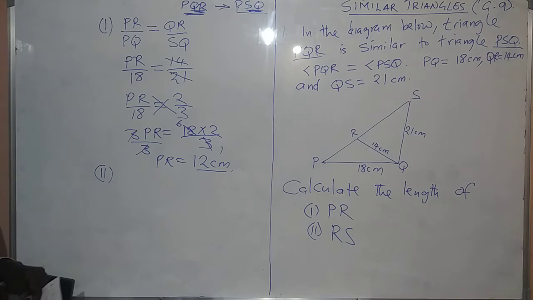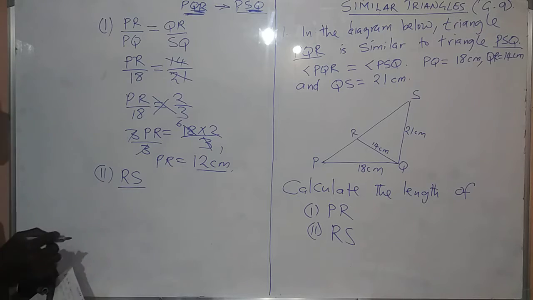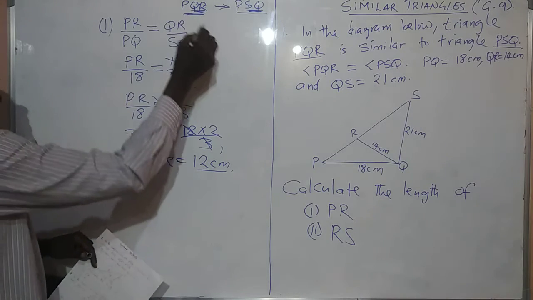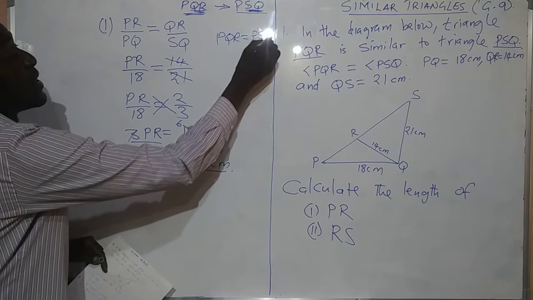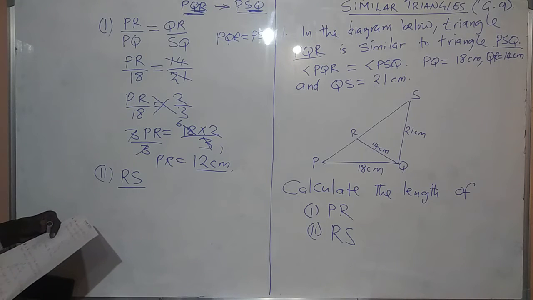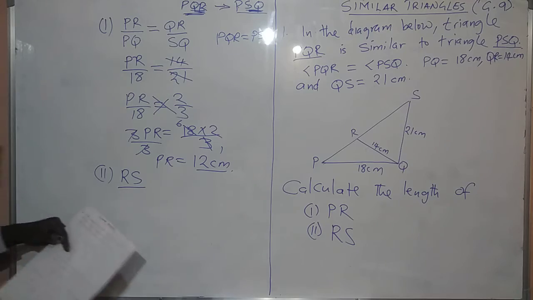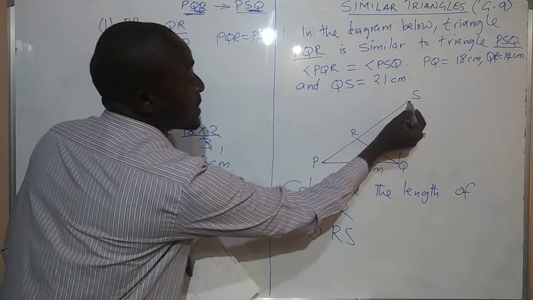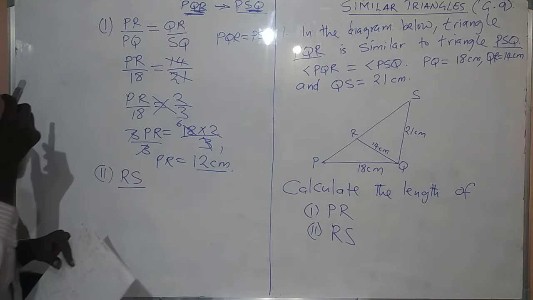So the first thing that you do is to write RS here, and then you check what you are given here. You have PQR equal to PSQ. The question says find RS. RS is here. So how do we find RS? Because when we check here, we do not have it.